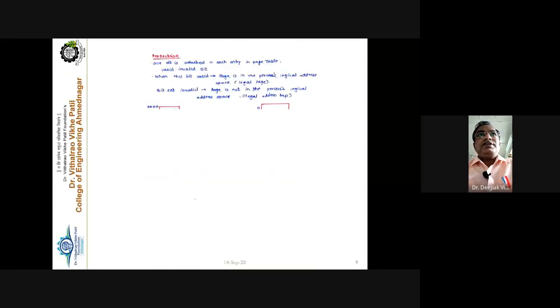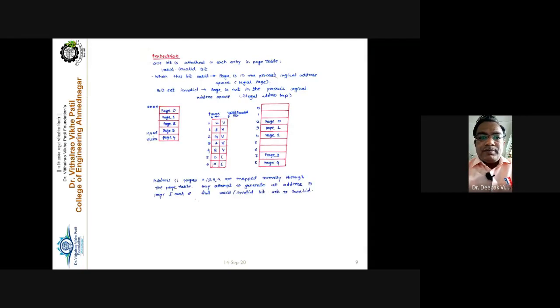The next concept is protection, that is, the valid and invalid bit. In the page table, along with the page number P and the frame number F, the V and I bits, that is valid and invalid bits, are marked. So what is the significance of the valid and invalid bit? Watch carefully, because we require this in the next topic also.